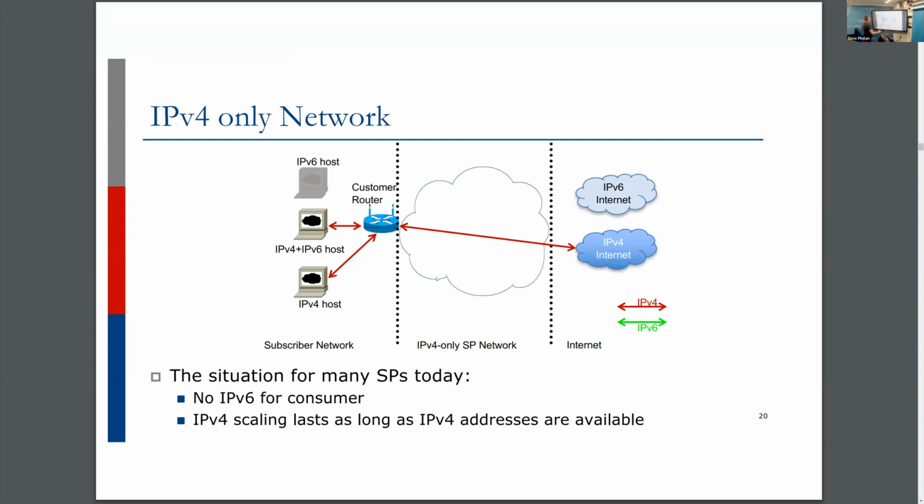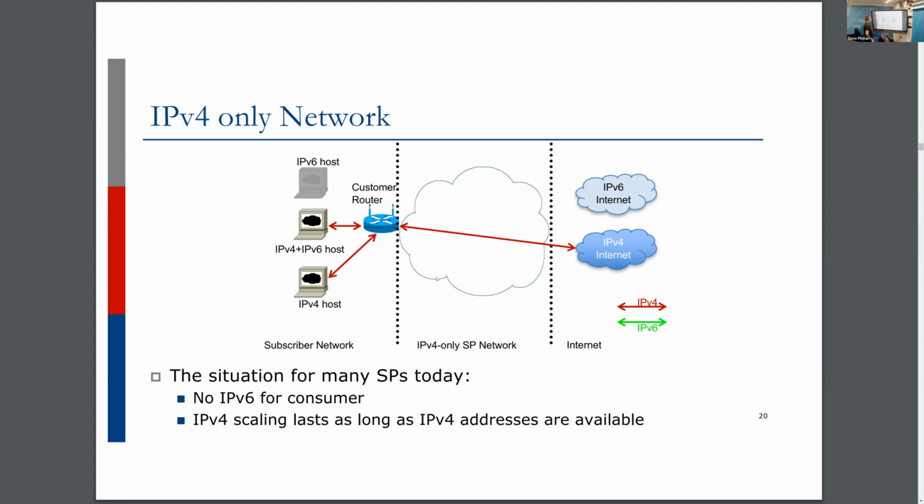So here's my network. Here's my V4 internet. I've got a couple of hosts over here. I've got a V4 only host, a V4 and V6 host, and a V6 host. So this is pretty common for most networks at the moment. We're only sitting at about 23% global deployment of V6 at the moment.